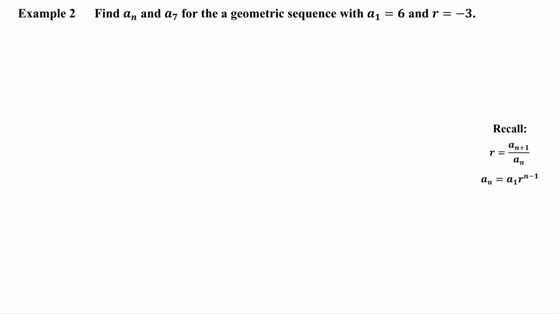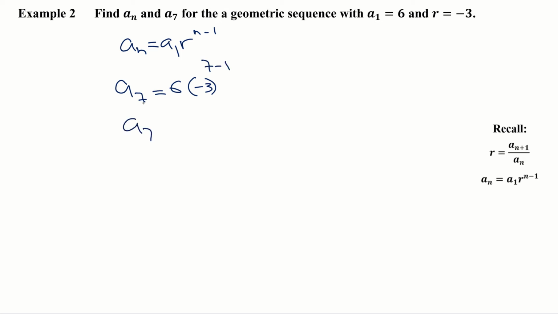All right, in this next problem, we want to find an and a7 for a geometric sequence with a1 equals 6 and the common ratio equals -3. We know the relationship we need to use is this one, an equals a1 r to the n minus 1. Now, we know a1, that's 6, so let me substitute that, and we know the common ratio is -3. A7 is the term that we want to find. If I replace n with 7, it's going to be the first term, 6, times the common ratio to the power of 1 less than the term number, so 7 minus 1.